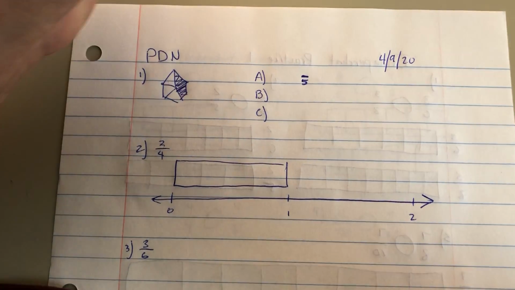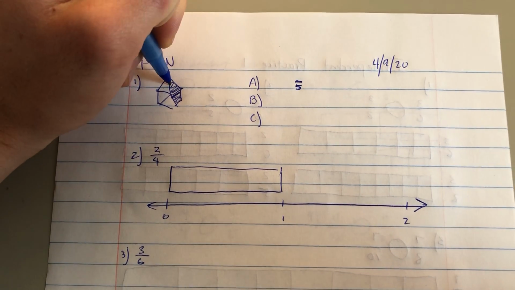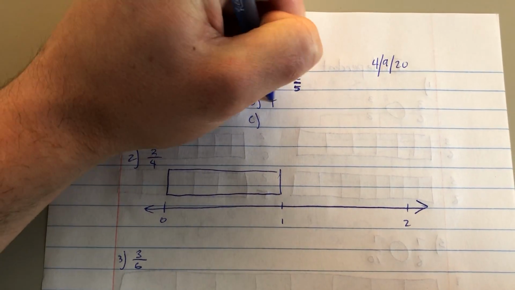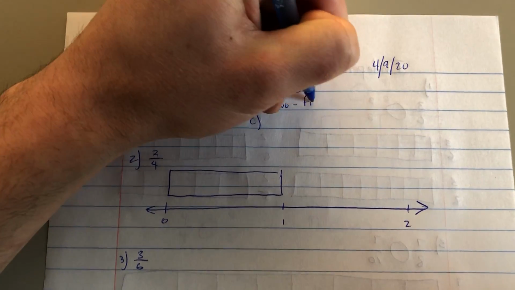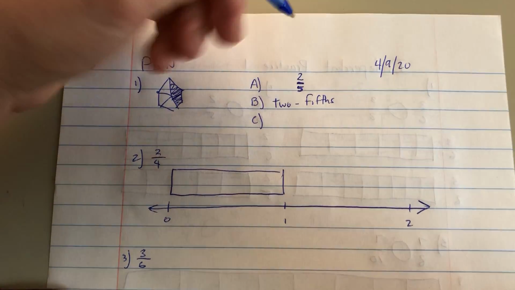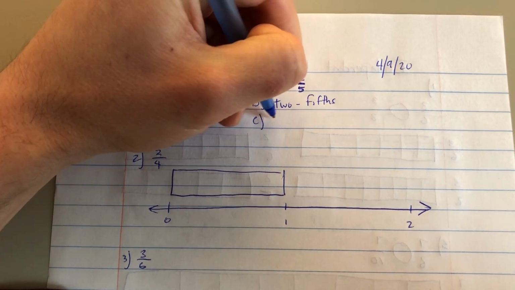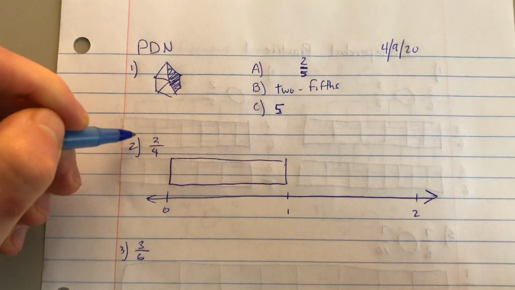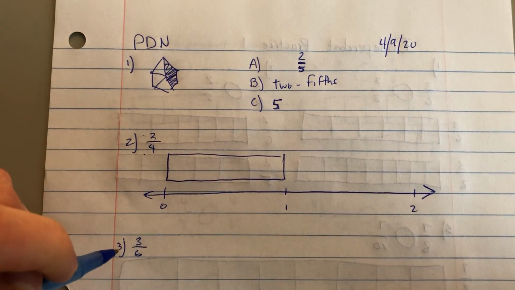And the number of shaded parts will be my numerator, 1, 2. This fraction is 2/5. When I write that out in word form, it looks like two-fifths. And the total number of equal parts, or my denominator, is 5. Here I'm going to place 2/4 on a number line.